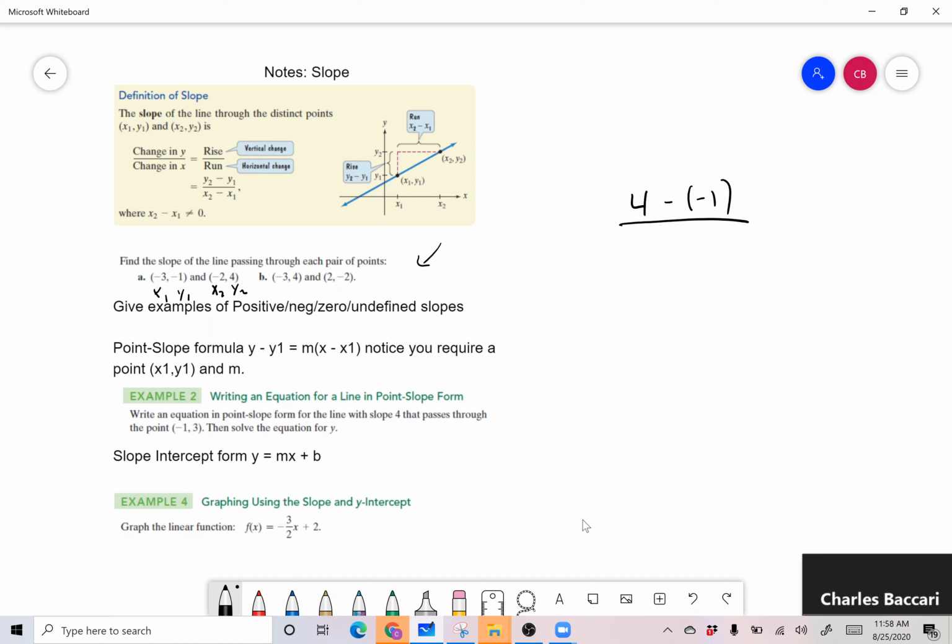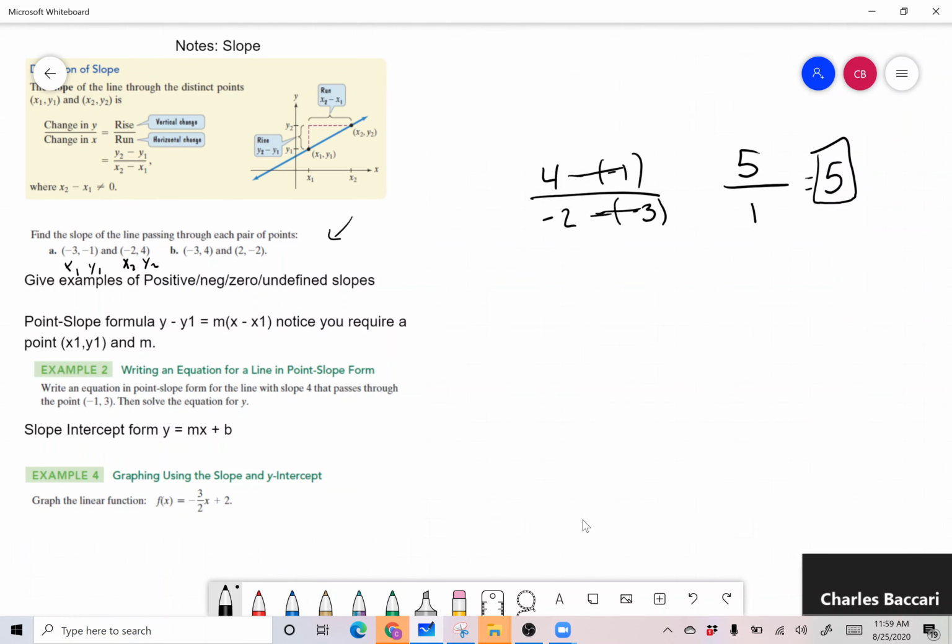So if I use that formula, 4 minus negative 1. Notice I'm using parentheses. You should. Over negative 2 minus negative 3. This becomes a plus. This becomes a plus. So 4 plus 1 is 5. Negative 2 plus 3, that's 1, so 5 over 1 is equal to 5. So your slope there is 5.